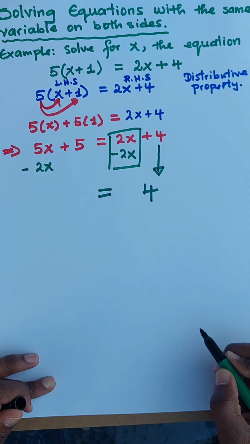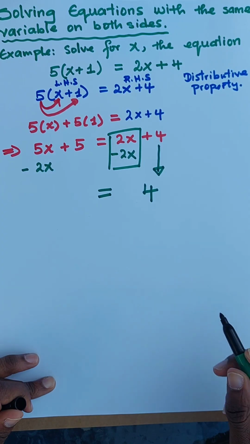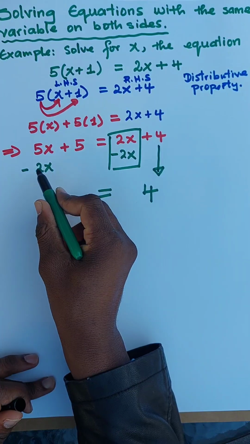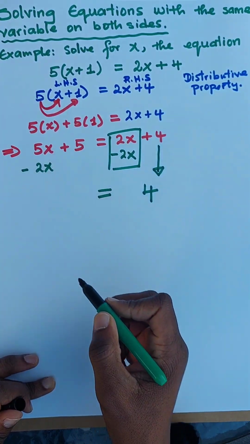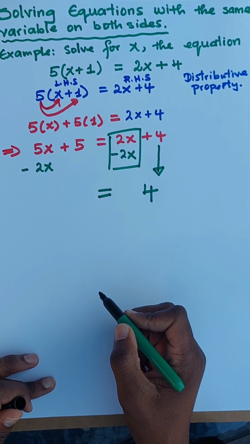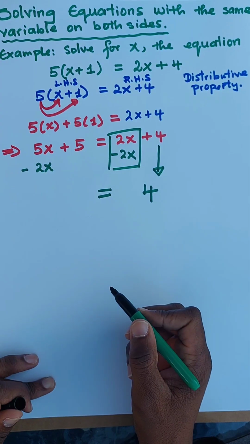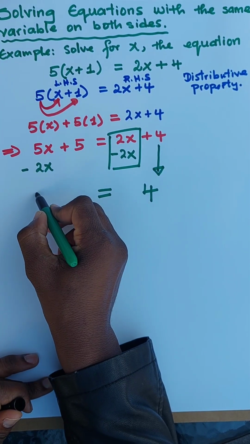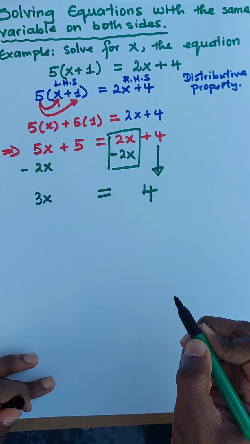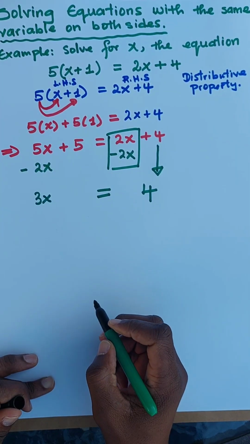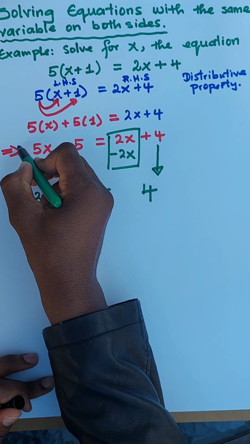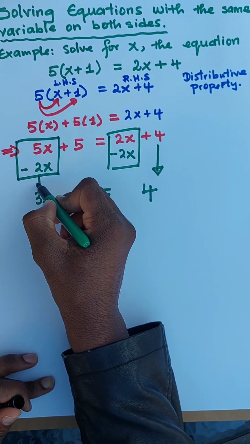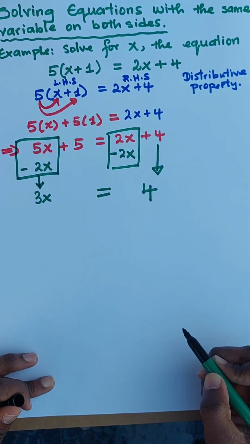Now on the left hand side, let's simplify. 5x minus 2x is just 5 minus 2. They both have that last name x, so they are like terms. So 5 minus 2 is 3. 5x minus 2x is 3x. So we have 3x after subtracting. When we subtract 5x minus 2x, we get 3x.